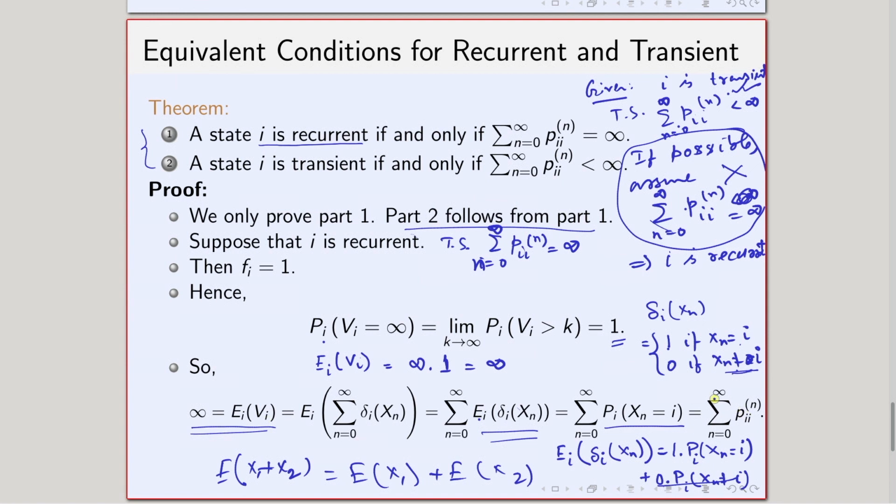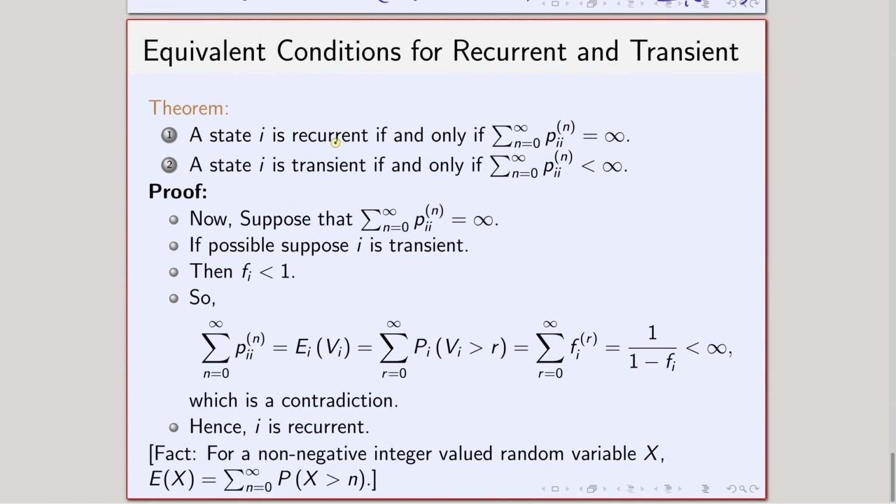So this shows that if i is recurrent, the summation of P_ii^(n), with the sum over n equals 0 to infinity, is the same as infinity. So one side is done: if i is recurrent, we have shown that the sum is infinite. Now I have to show the other side, that if this sum is infinite, then i is recurrent. Let us look into that.